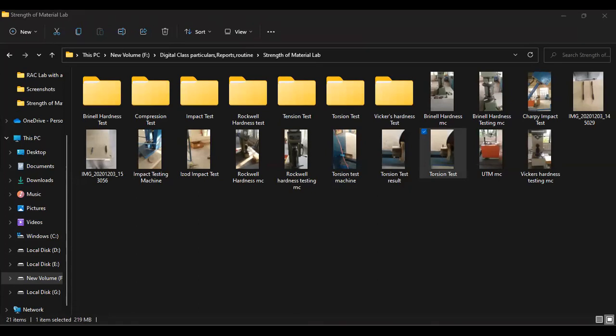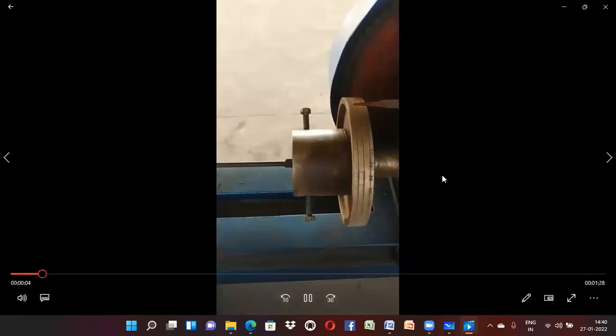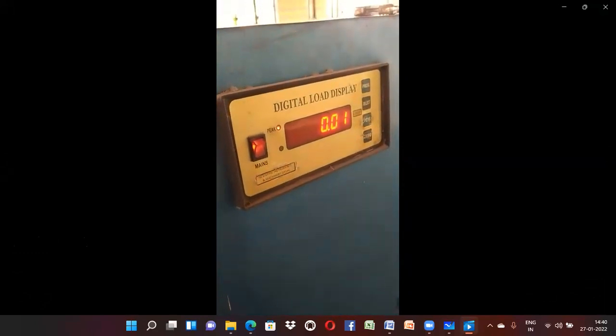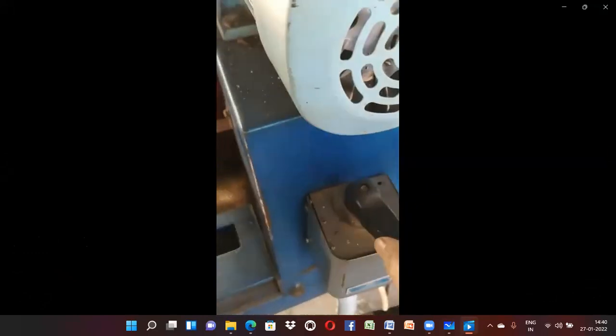Let us start the torsion testing on this torsion testing device. We have fixed the workpiece between these two vices by screw, and the display device is showing plus 0.001, which will give us the breakage torque when this workpiece breaks. Now we will start operation of the machine by rotating it in the clockwise direction.